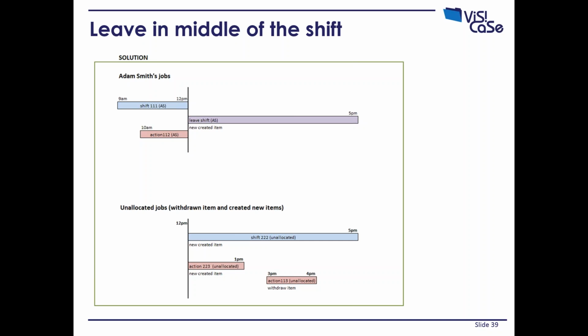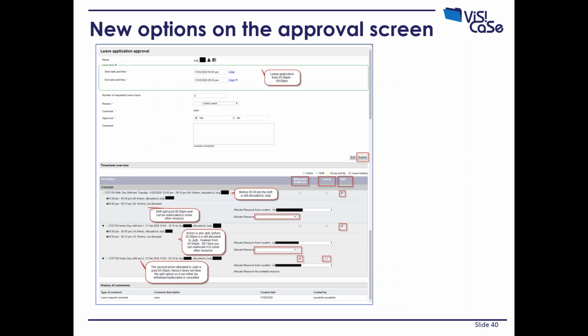On the back end, we now have the ability to split the shift. So in this case, from 12 p.m. to 5 p.m. is a new shift that's created that can be allocated to whoever needs it. And similarly, the action can be reallocated, and as can this other action as well. This next page is a bit intense, but I'll show you on the system what it looks like.